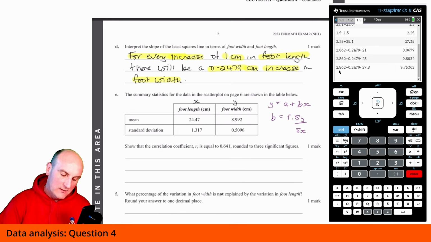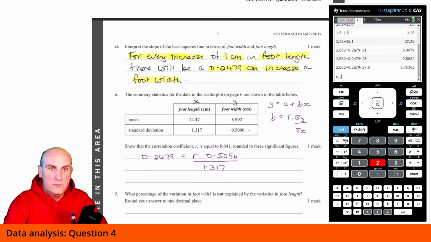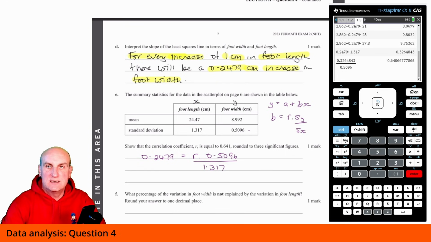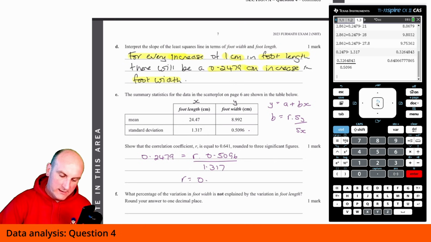So I'm now going to say that 0.2479 is equal to R, which we're trying to find, times SY, so S is standard deviation of my Y, 0.5096 divided by SX, which is 1.317. I've got my calculator up. So let me see what I've got here. So I'm going to 0.2479. I know some people would like to solve this. If you need to, put it in your calculator and hit solve. I'm going to divide that by 0.5096, and that gives me my R value of 0.641. So my R value is equal to 0.641.